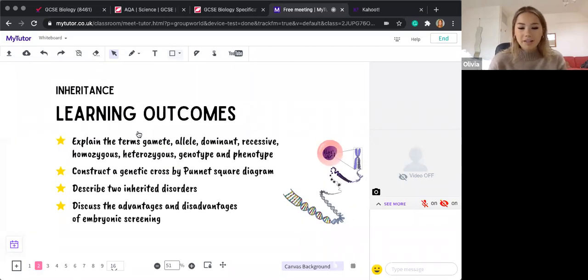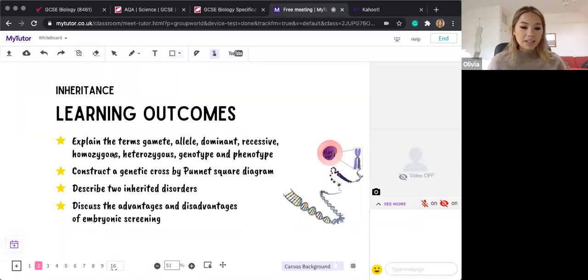So these are our learning outcomes for the session. Hopefully by the end, you'll be able to explain all these different terms: gamete, allele, dominant, recessive, homozygous, heterozygous, genotype and phenotype. You should be able to construct a genetic cross, and we're going to have a look at doing a Punnett square diagram. We're going to have a look at two inherited disorders, which are going to be cystic fibrosis and polydactyly. And then finally, we can have a brief look at embryonic screening.